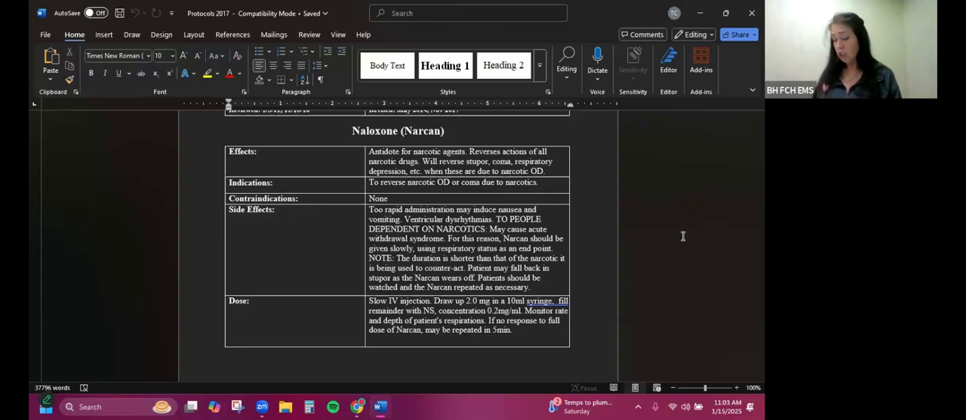Narcan is a slow IV injection. Draw up to 2 milligrams in a 10 ml syringe. Fill the remainder with normal saline, and monitor the rate and depth of the patient's respirations. If no response to the full dose of Narcan, it can be repeated in 5 minutes. Now, this does not say we can give it nasally. Do they not give it nasally over there? Okay, so it's not on here, but nasal is another way we can give Narcan.